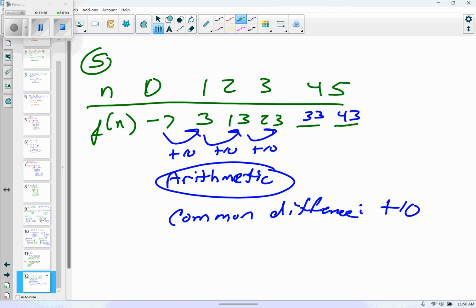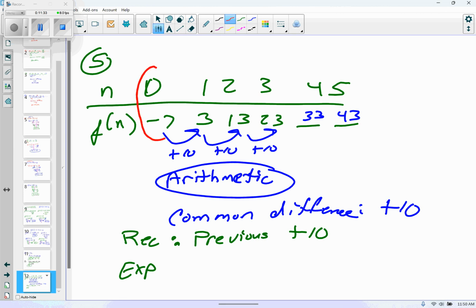And then we want to say, what is our recursive function? It's basically previous plus 10. Our explicit, so a couple things we need to take note. This started at 0, -7. Agree? So I'm going to do f at n. I have my common difference, so I'm going to go 10n. And because it started with 0, that's going to be -7.